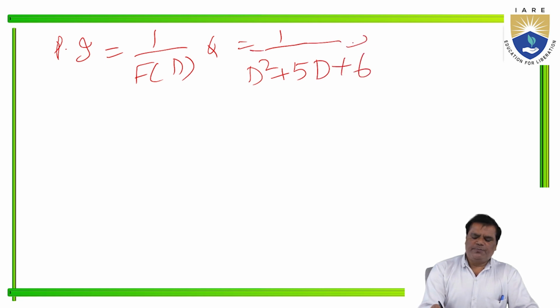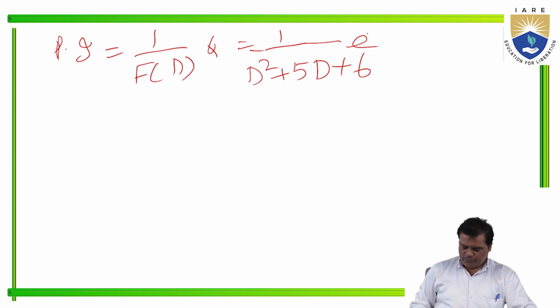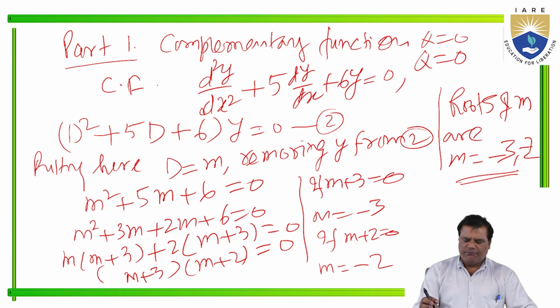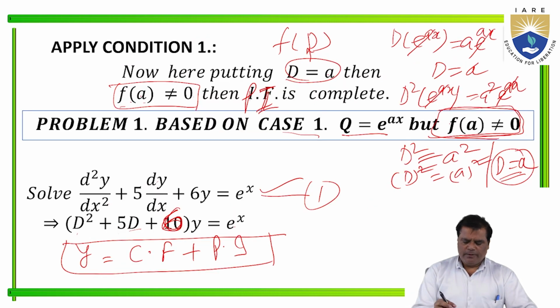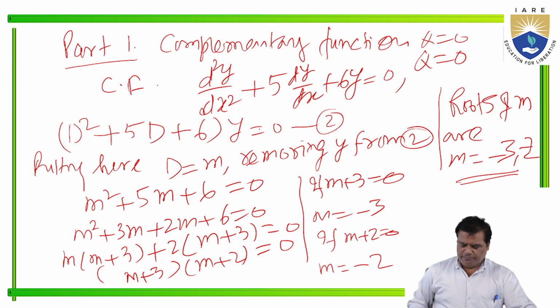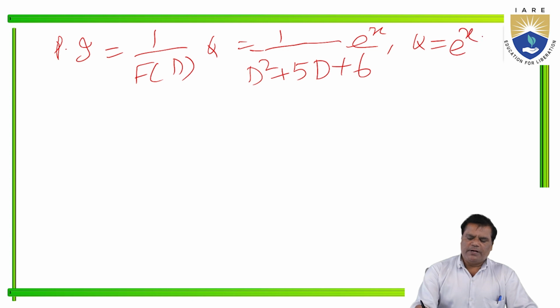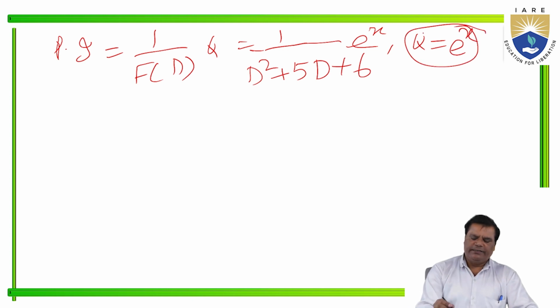Q is e to the power what? The exponential function here is e to the power x only. Q is e to the power x. Q equal to e to the power x here. So we write this formula, 1 upon F(D) into Q.